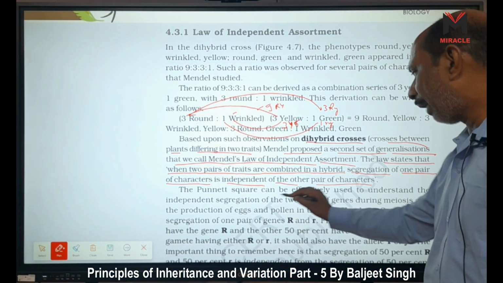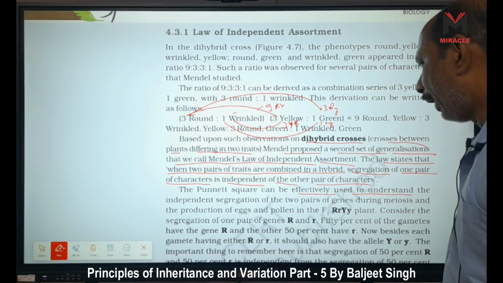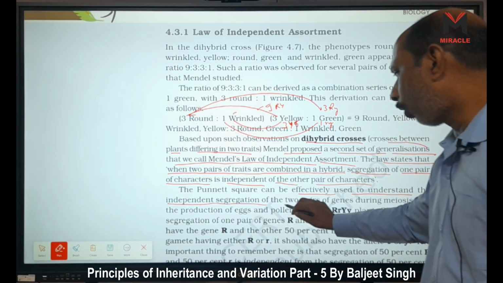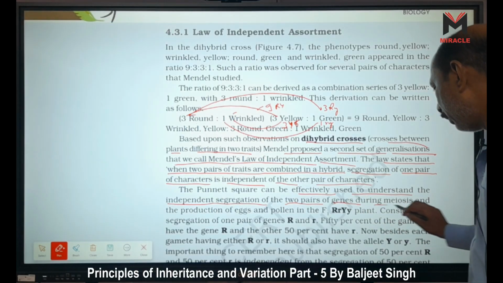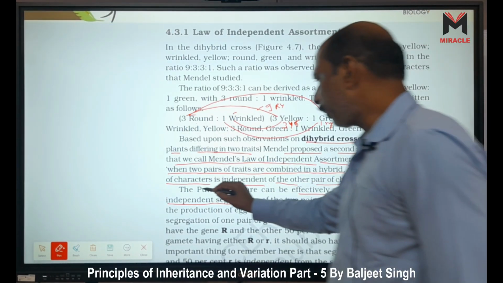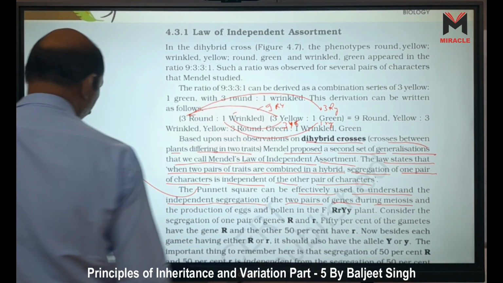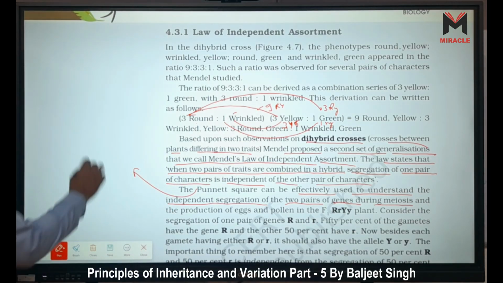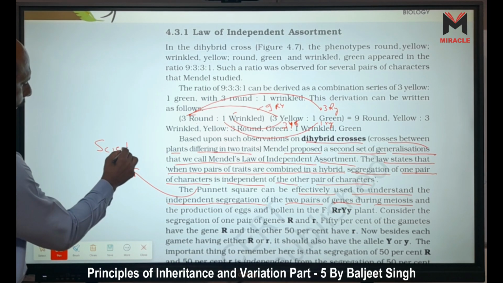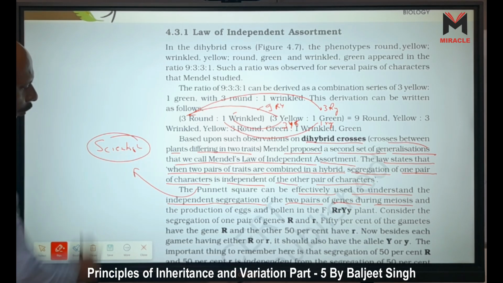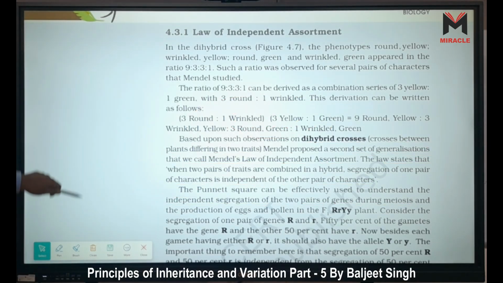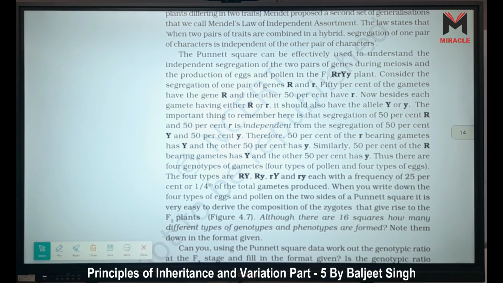The Punnett square can be effectively used to understand the independent segregation of two pairs of genes during meiosis. Punnett is a scientist who used this square to describe the possibilities.